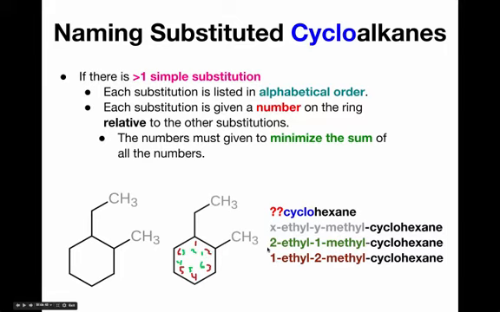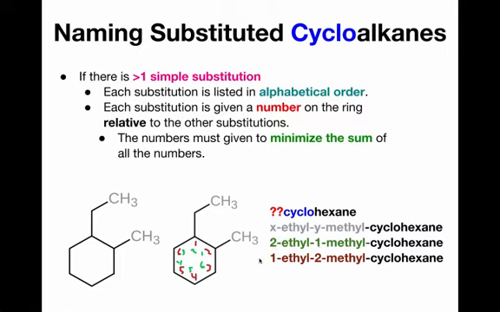And the idea, one of the rules, is that you're supposed to write out every possible name and figure out which one adds up to the lowest number. And over here, 2 plus 1 is 3. And over here, 1 plus 2 is also 3. So that rule doesn't really help us in this case because both of the numbering systems that I picked both add up to 3.